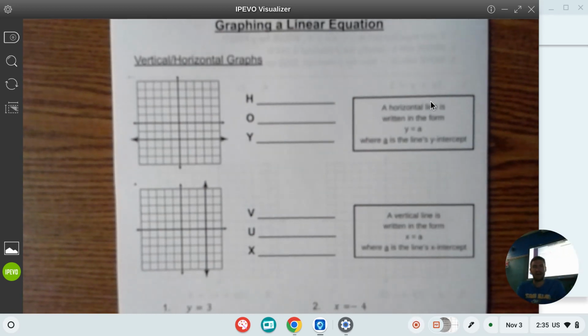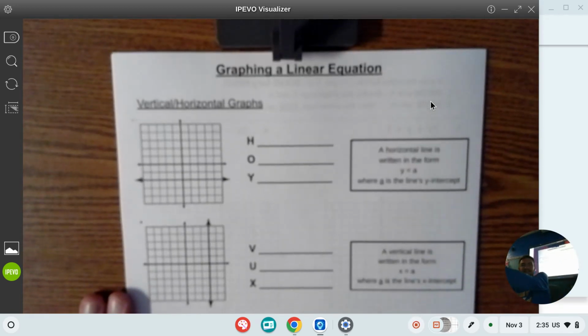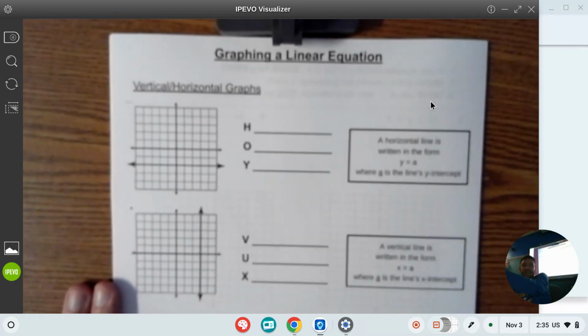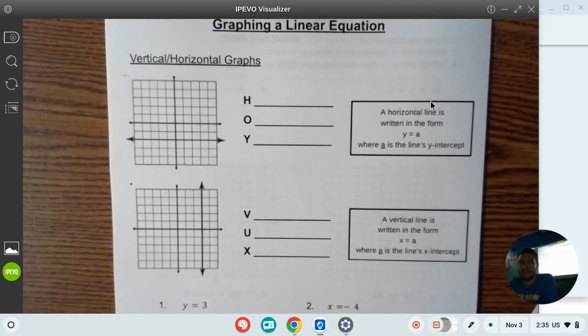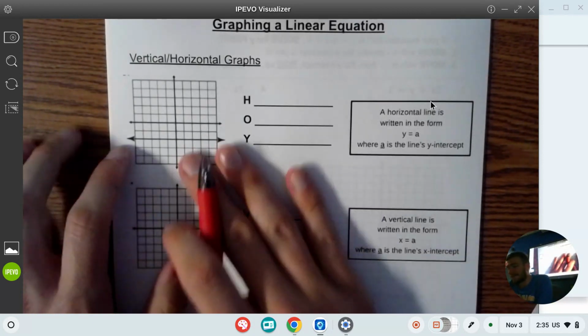Welcome to class, everybody. We are in math class. We are doing graphing a linear equation. Good news is we already learned how to do graphing linear equations. This is day 2. We have a couple different graphs.